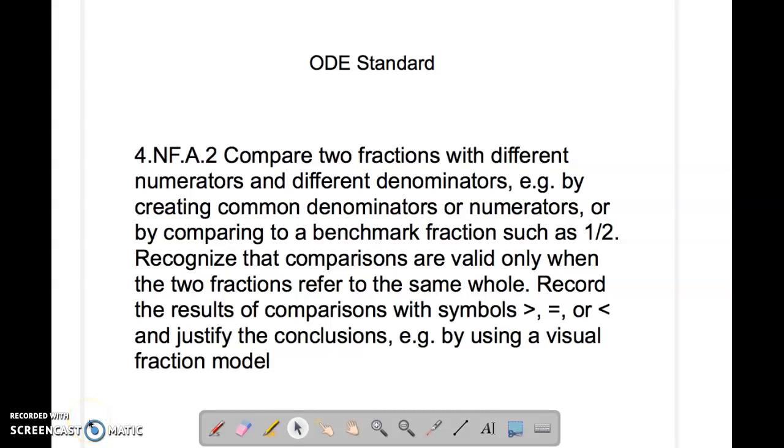The standard that I chose to do this activity over says, compare two fractions with different numerators and different denominators, that is, by creating common denominators or numerators, or by comparing to a benchmark fraction such as 1/2. Recognize that comparisons are valid only when the two fractions refer to the same whole. Record the results of comparisons with symbols greater than, equal to, or less than, and justify the conclusions, such as by using a visual fraction model.